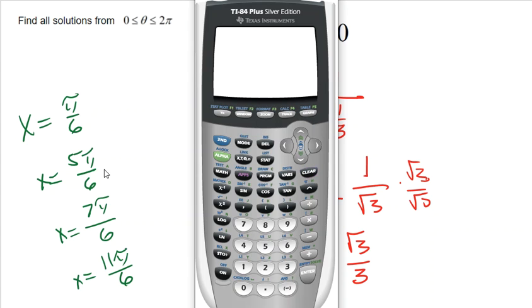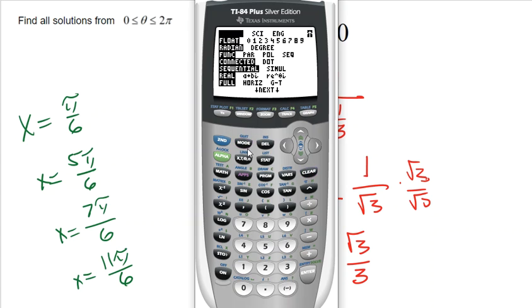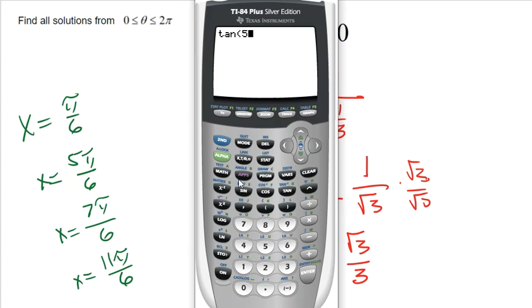For example, let me just confirm that 5 pi over 6 is correct. Now make sure you're in radian mode because 5 pi over 6 is radians. I'm going to type in tangent of 5 pi over 6, and I get negative 0.577, but let's just confirm that negative radical 3 over 3, bingo, that is correct. So now I can check the rest of them. Tangent of, let's do pi over 6. Now this time I get positive 0.577, but remember, I was looking for either positive or negative solutions.